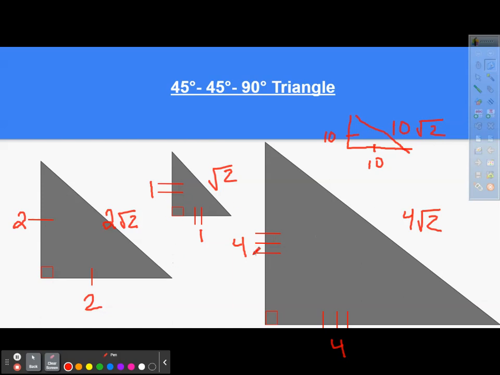So you wouldn't have to do 4 squared plus 4 squared equals c squared. 16 plus 16 equals c squared. 32 equals c squared. Take the square root of 32. And a factor of 32 that's a perfect square would be 16. So that would be 16 times 2. And the square root of 16 is 4. So that's 4 times the square root of 2. Okay, notice I didn't have to go through and do all that work. All I had to do was do 4 times the square root of 2.